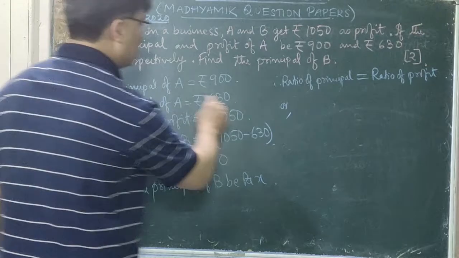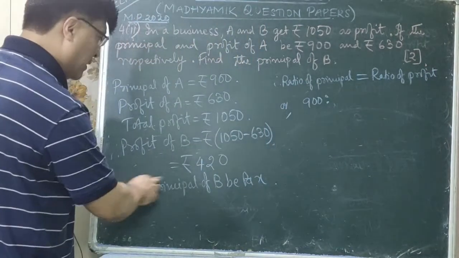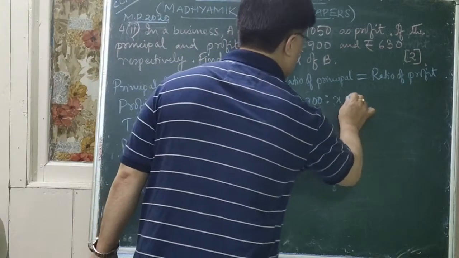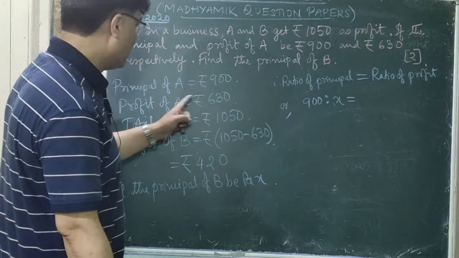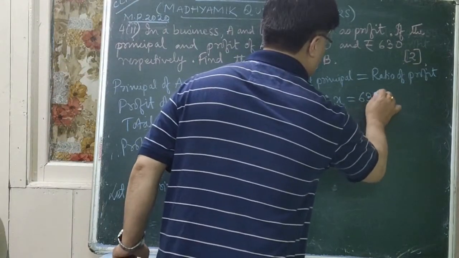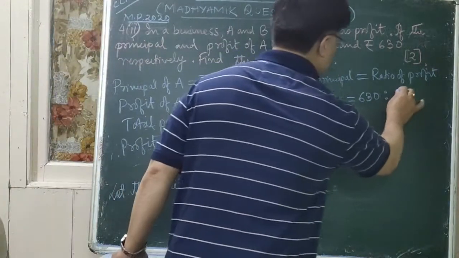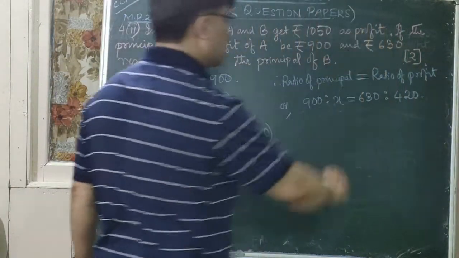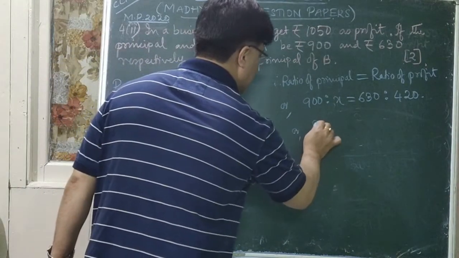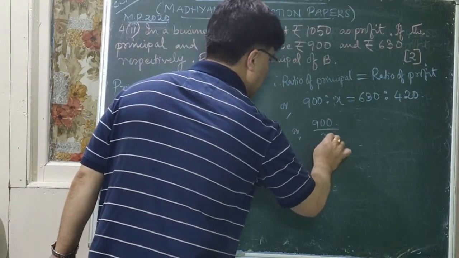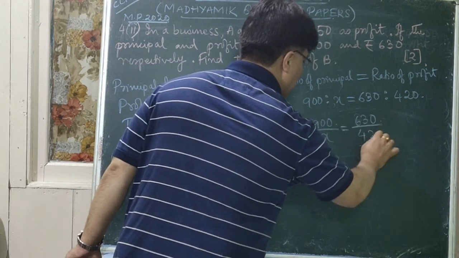What is principal of A? 900 is to what is principal of B? It is X, which is equal to the profit of A, 630, is to profit of B, which is 420. Is that clear now? So let us simplify it. Let us write it in terms of fraction. 900 divided by X is equal to 630 divided by 420.